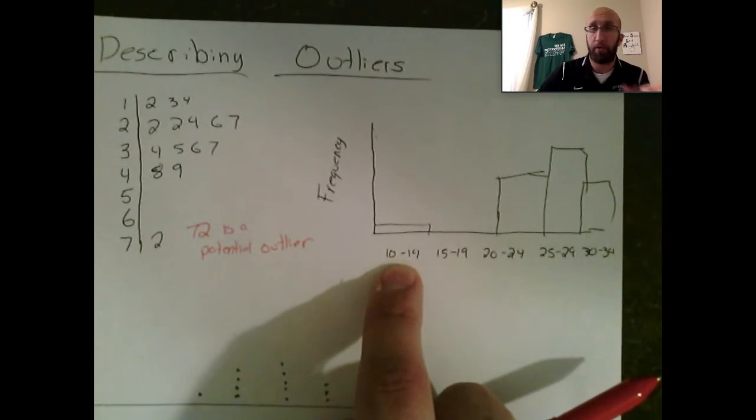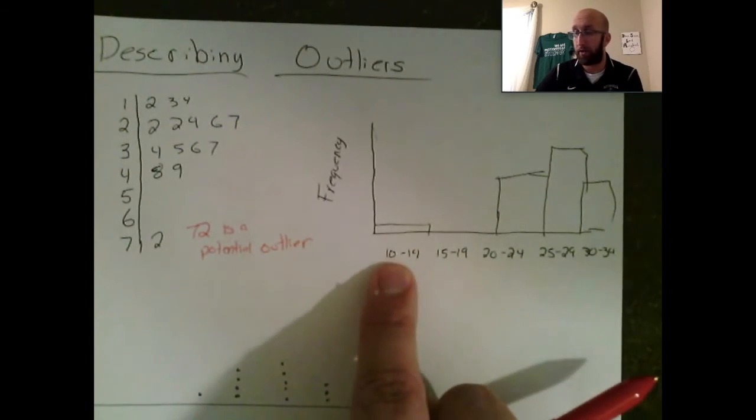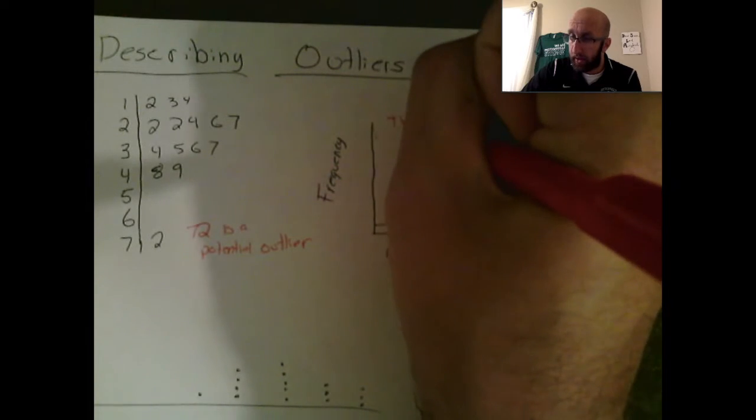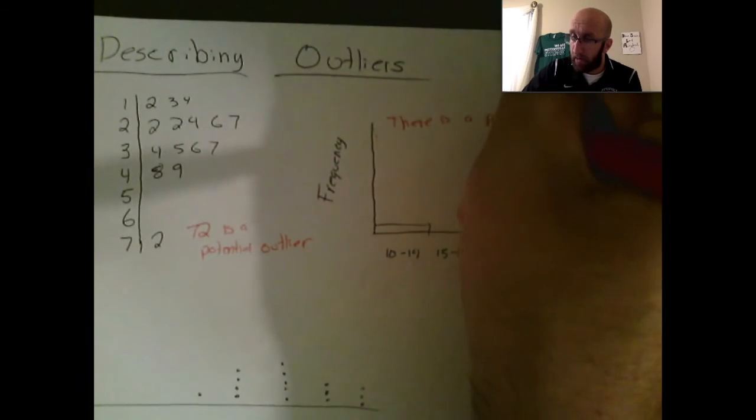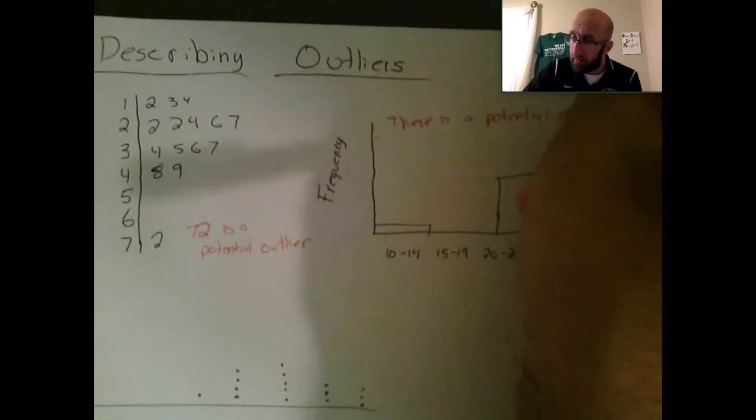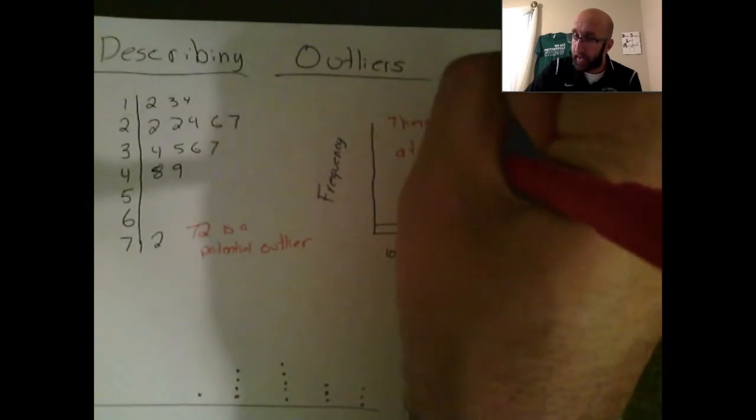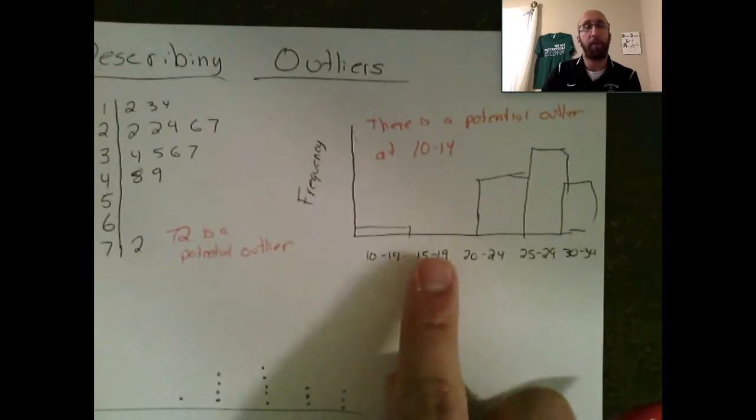We don't know if it's 12, 13, or 14. We just know it's somewhere in this range. So what you're going to have to say is there is a potential outlier at 10 to 14. You know how histograms can get tricky.